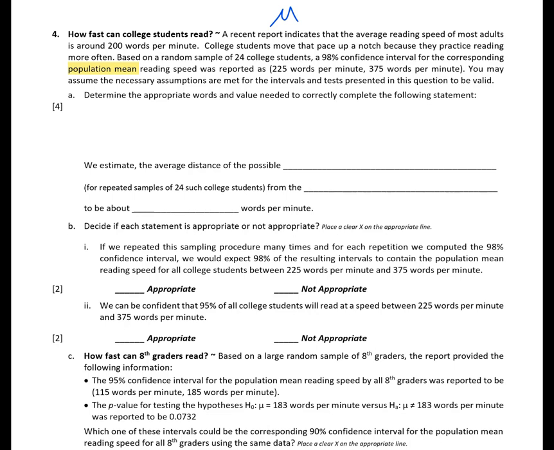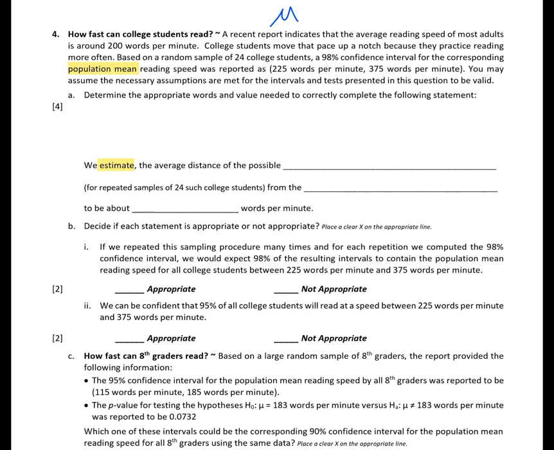Determine the appropriate words and value needed to correctly complete the following statement. We estimate the average distance of the possible blank for repeated samples of 24 such college students from the blank to be about blank words per minute. So again, we're dealing with this average distance and we're trying to figure out whether we're talking about the standard deviation, standard error, it's one of those.